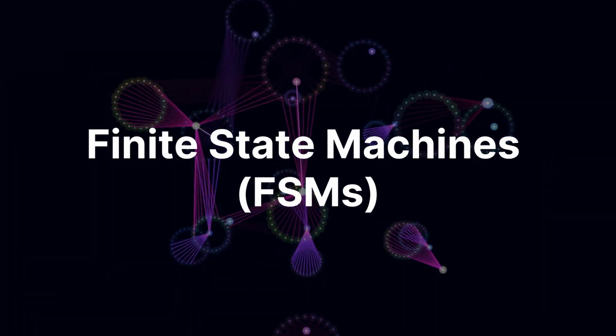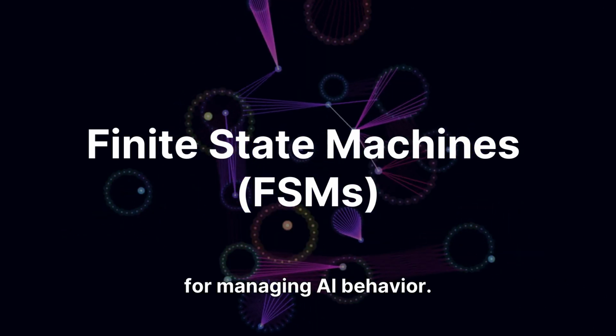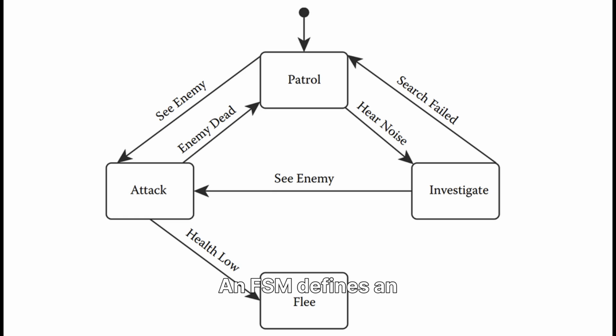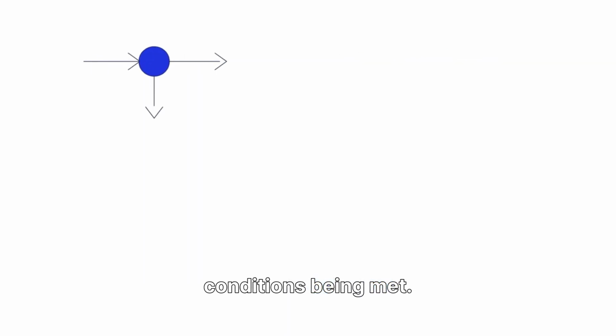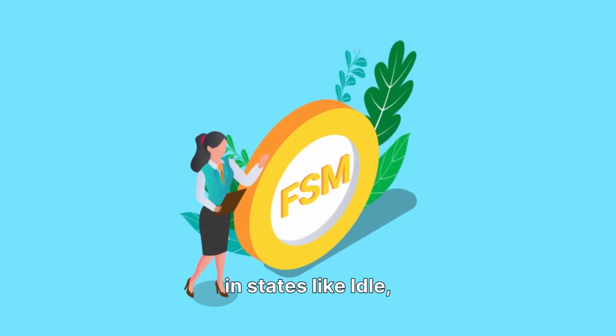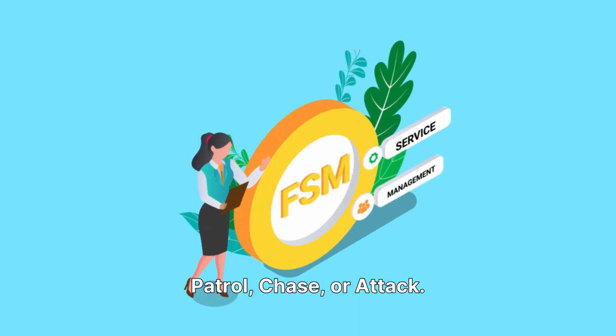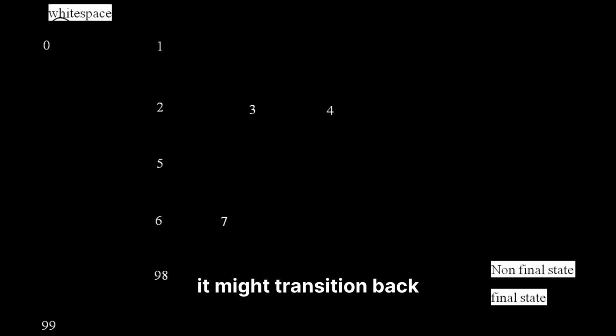First, let's dive into finite state machines, or FSMs, a powerful concept for managing AI behavior. An FSM defines an entity's behavior through a finite number of distinct states. Transitions between these states occur based on specific conditions being met. Consider a simple enemy AI. It can be in states like idle, patrol, chase, or attack. When a player enters its sight, the AI transitions from patrol to chase. If the player escapes, it might transition back to patrol or even idle.